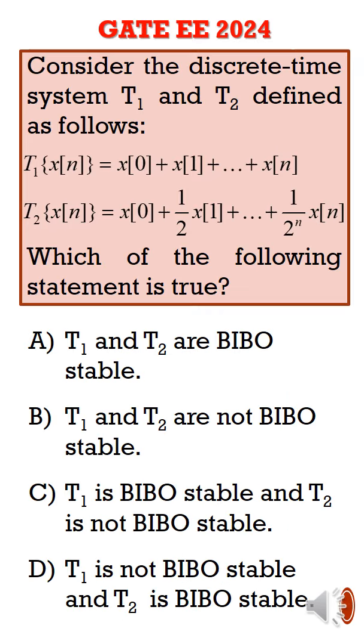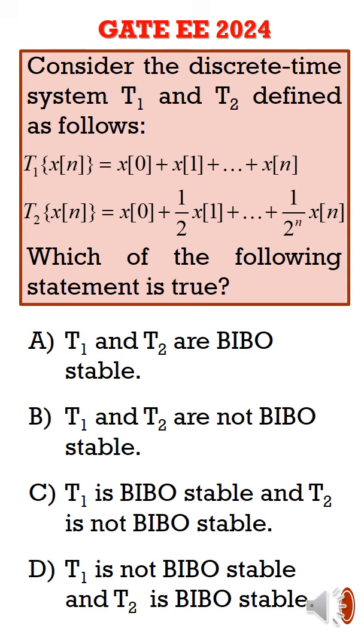This question is from GATE EE 2024. Consider the discrete time systems T1 and T2 defined as follows. Which of the following statements is true? T1 and T2 are BIBO stable. T1 and T2 are not BIBO stable. T1 is BIBO stable and T2 is not BIBO stable. T1 is not BIBO stable and T2 is BIBO stable.